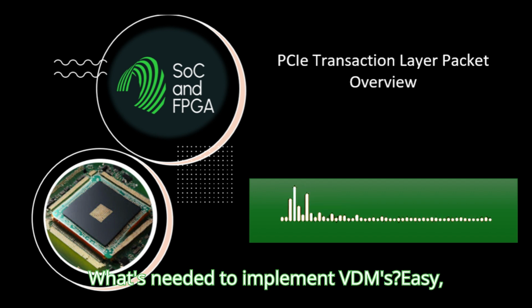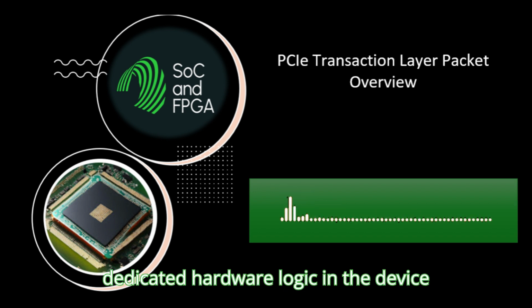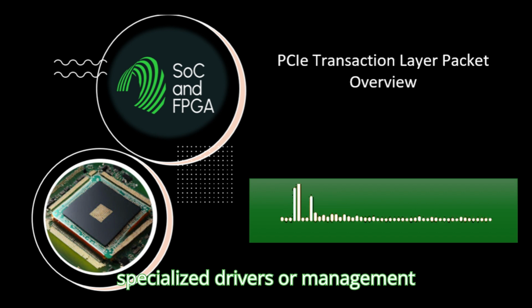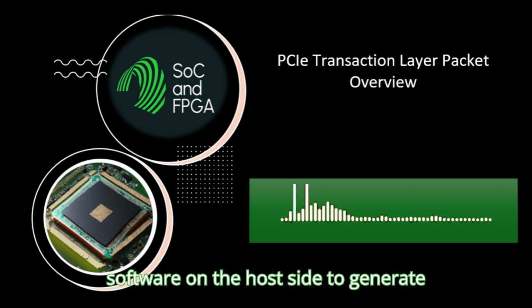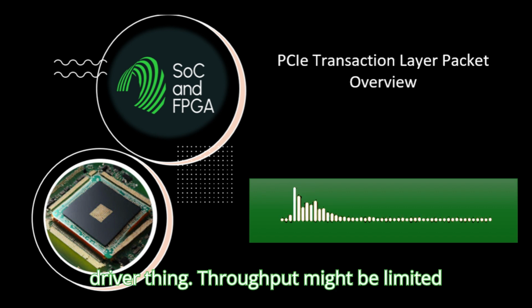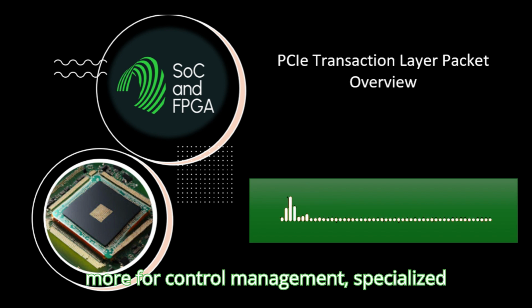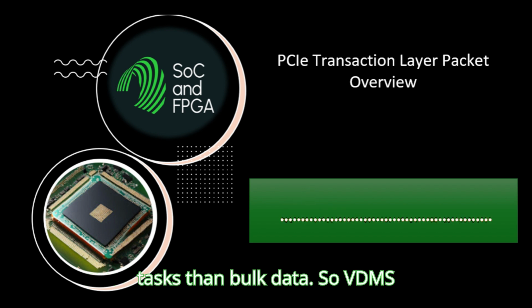Very powerful. What's needed to implement VDMs? Not usually trivial. Typically requires dedicated hardware logic in the device, like a BMC or endpoint logic, and specialized drivers or management software on the host side to generate and process them. So not just a standard driver thing. Throughput might be limited compared to normal traffic. Need VDM level flow control. Potentially, yes. It's more for control, management, specialized tasks than bulk data.